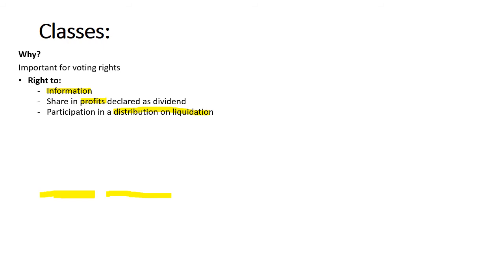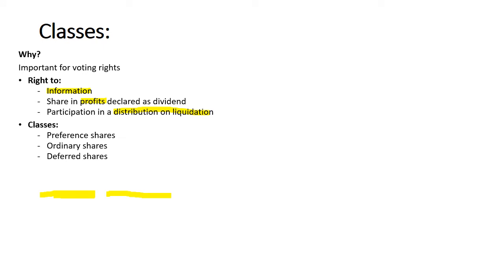So what are the classes of shares that must be included in the Memorandum of Incorporation? Firstly, why is it important to have classes of shares? Because this will influence the voting rights of the shareholders. So there are three classes of shares, namely the right to information, a share in the profits declared as dividends, and then the right to participate in the distribution on liquidation.